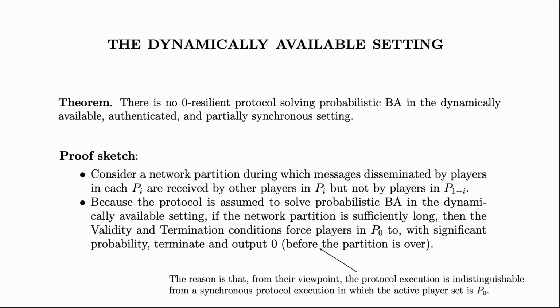Okay, well, what happens then? Well, because the protocol is assumed to solve probabilistic Byzantine agreement in the dynamically available setting, if the network partition is sufficiently long, then the validity and termination conditions force players in P0 to, with significant probability, terminate and output 0, before the network partition is over. And why is that? Well, that's because from their standpoint, the protocol execution is indistinguishable from a synchronous protocol execution in which the active player set is P0. And if we're in the dynamically available setting, that means that we then have to terminate and output 0.